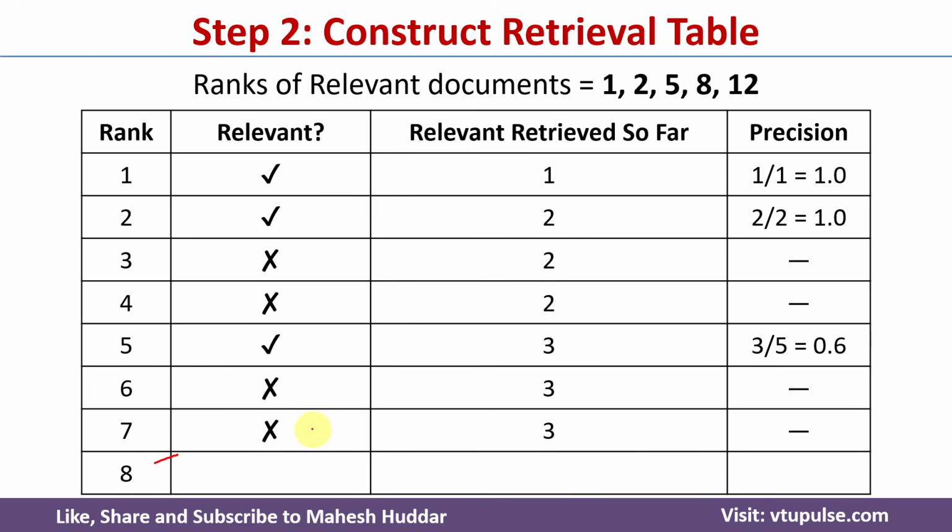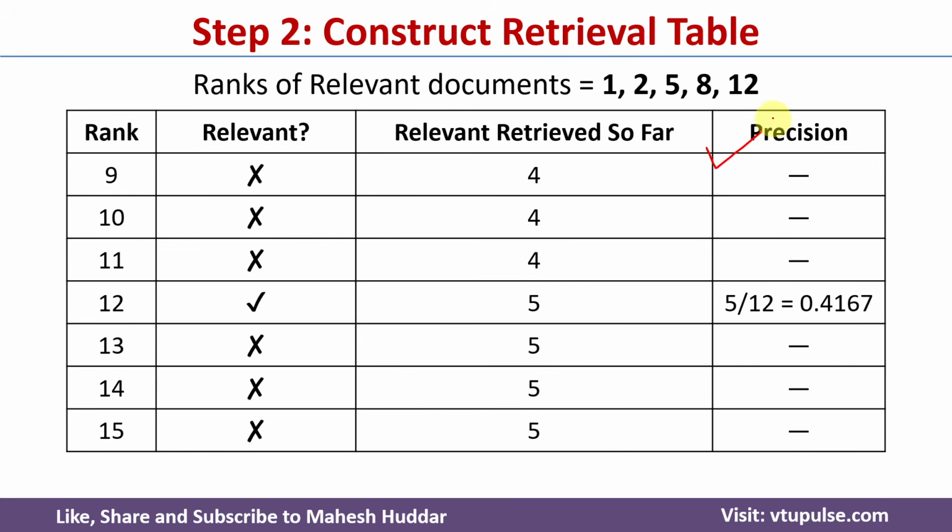And the 8th one is a relevant document and till now we have 4 relevant retrieved documents. So precision is equal to 4 divided by the total number of documents till now, that is 8. So 4 divided by 8 is equal to 0.5. Similarly, we need to calculate the precision for all 15 ranks.